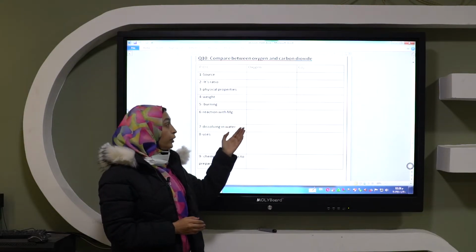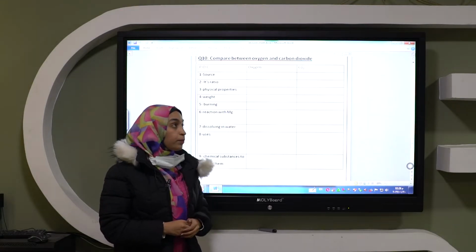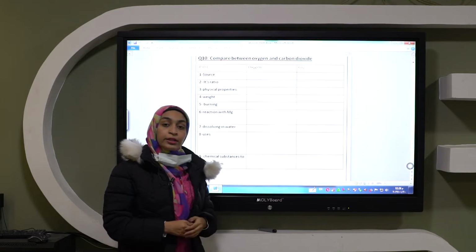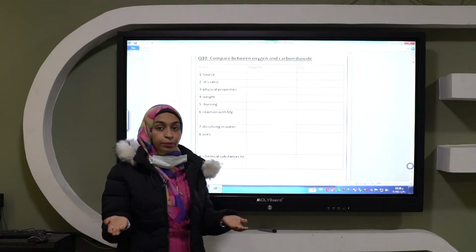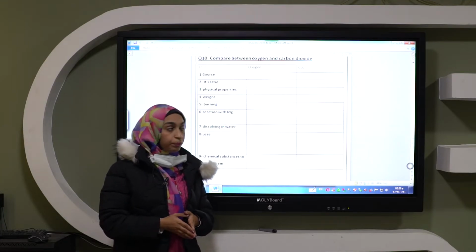What about the burning? Oxygen doesn't burn but helps in burning. Don't forget this. While the carbon dioxide gas doesn't burn and doesn't help in burning, so we can use it in extinguishing some types of fires.